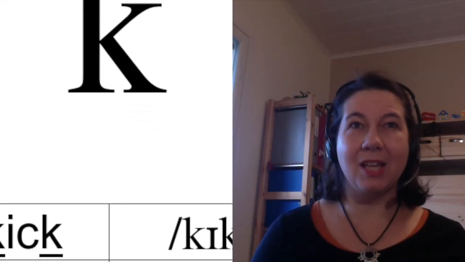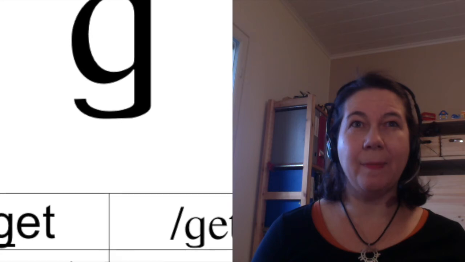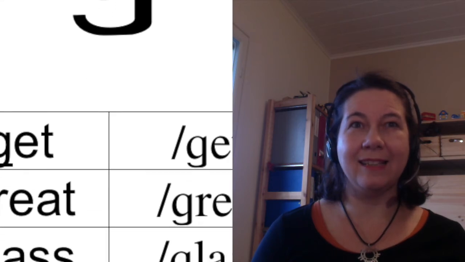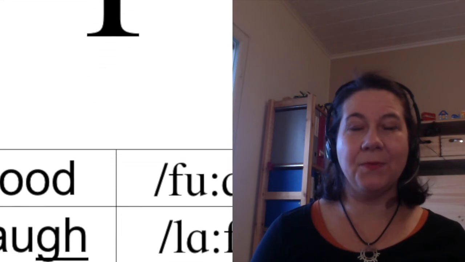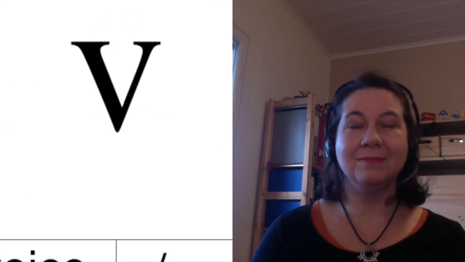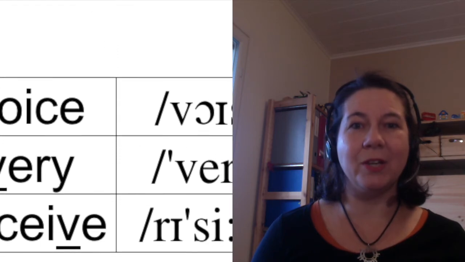This symbol is the unvoiced sound k, like cat. And this is its voiced pair, g, like get. This symbol represents f, like fall. And this is its voiced pair, v, like voice.